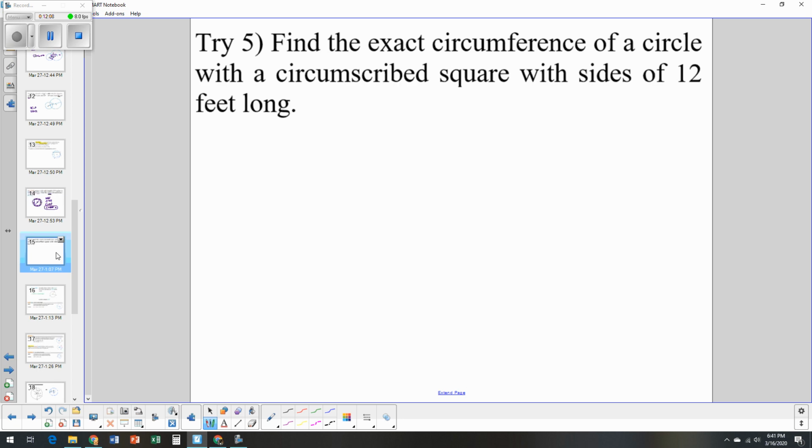You guys try this one. Find the exact circumference of a circle with a circumscribed square with sides of 12 feet long. Again, pause, and when you're ready, you can view the answer. All right, if you're back, then we can see that it is 12 root 2 pi feet.